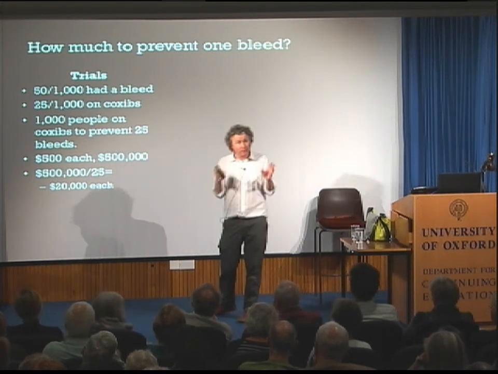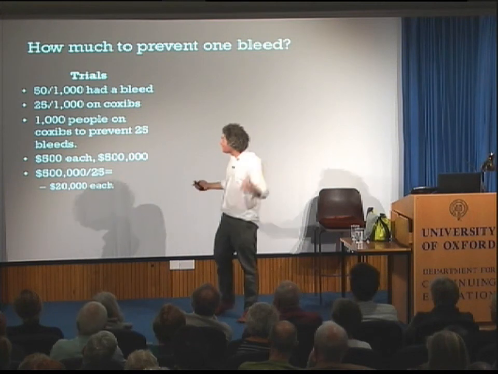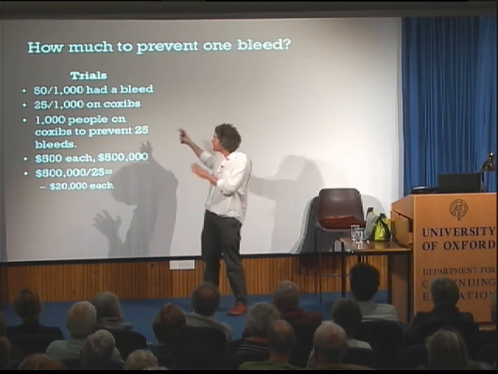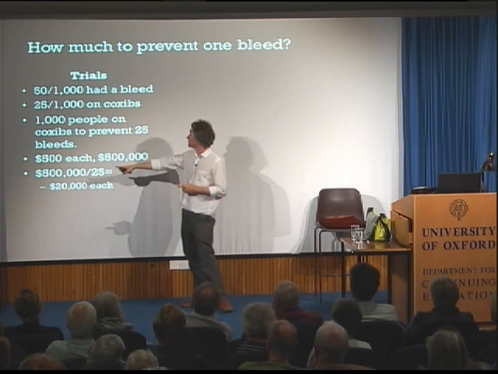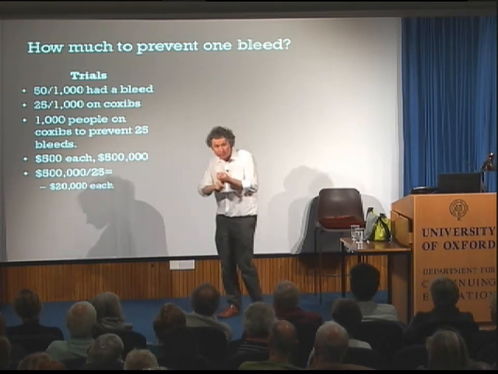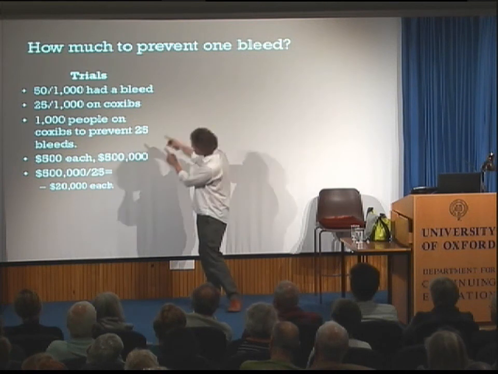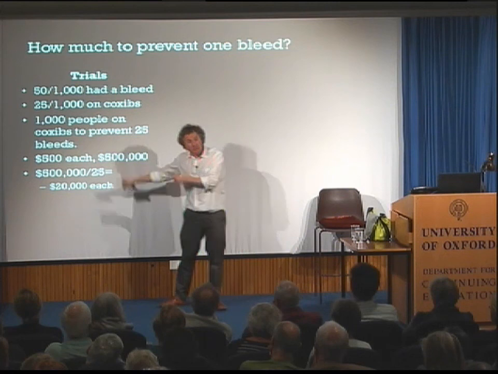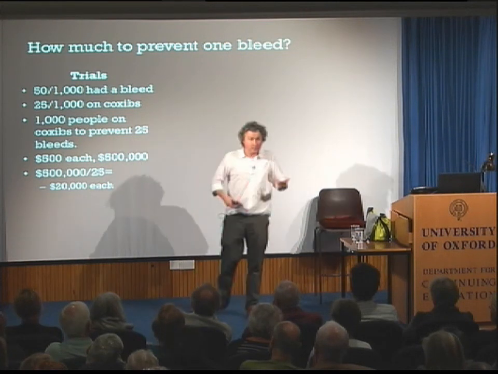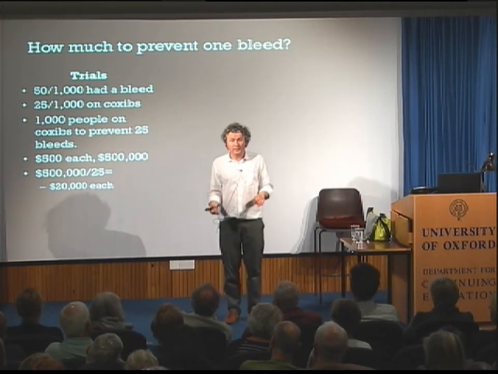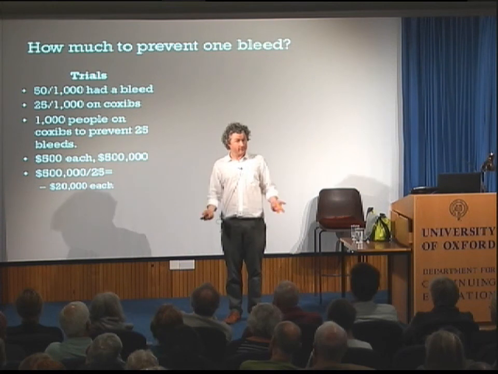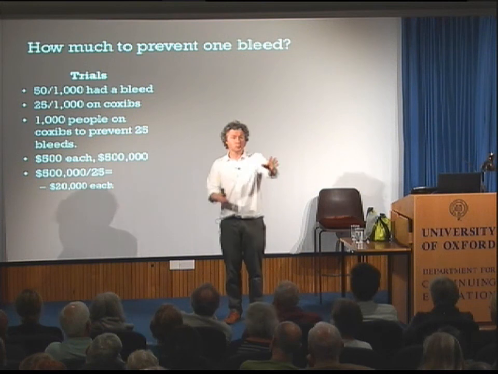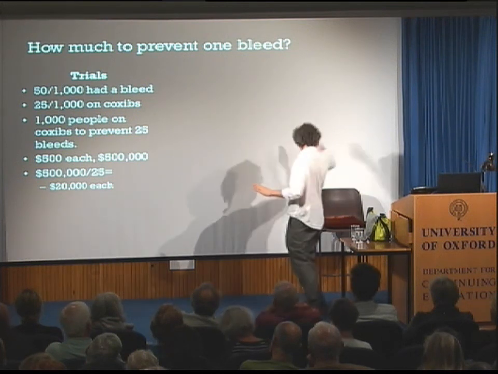Now, if you're trying to work out the cost of preventing a bleed, it's very simple. There are 1,000 people on COXIBs to prevent 25 bleeds. That's $500 per patient on COXIBs, so for spending $500,000, you prevent 25 bleeds. So each bleed costs about $20,000 to prevent. Therefore, this is an okay thing to spend money on, right? And you get that, yeah? So you can now become a health economist and go and work for the National Institute for Health and Clinical Excellence.